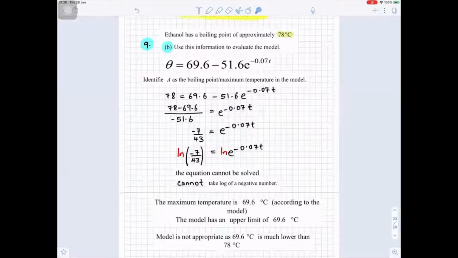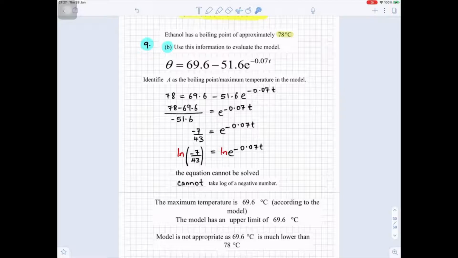Ethanol has a boiling point of approximately 78 degrees Celsius. Use this information to evaluate the model. You can identify a as the boiling point, maximum or minimum temperature in the model. So what we can do is substitute that 78 for theta. So 78 minus 69.6 divided by 51.6 will give us e to the minus 0.07t. That will give us minus 7 over 43.